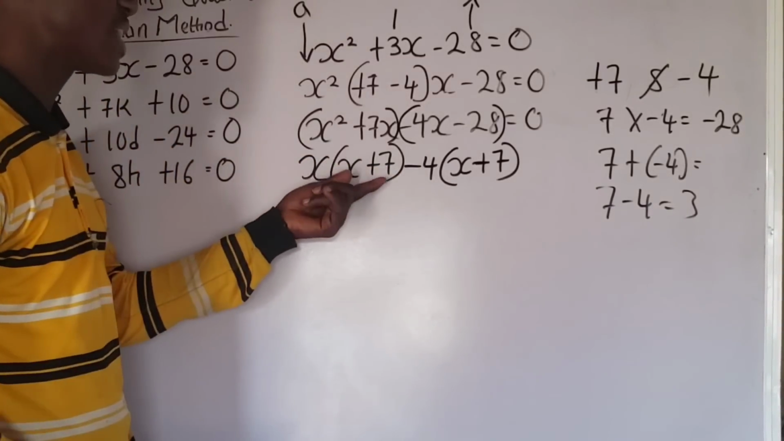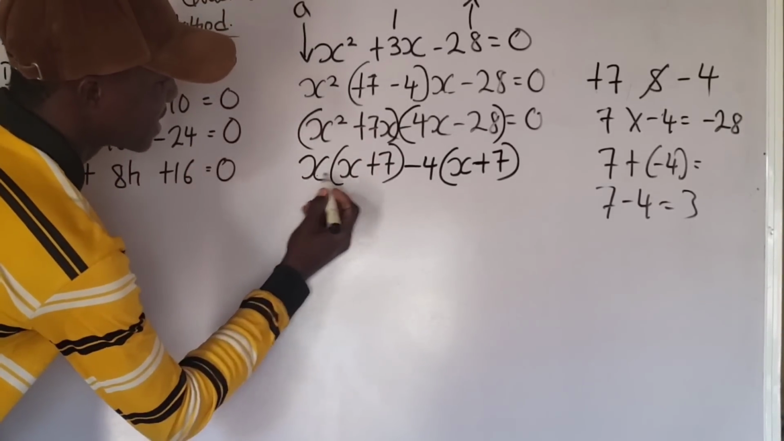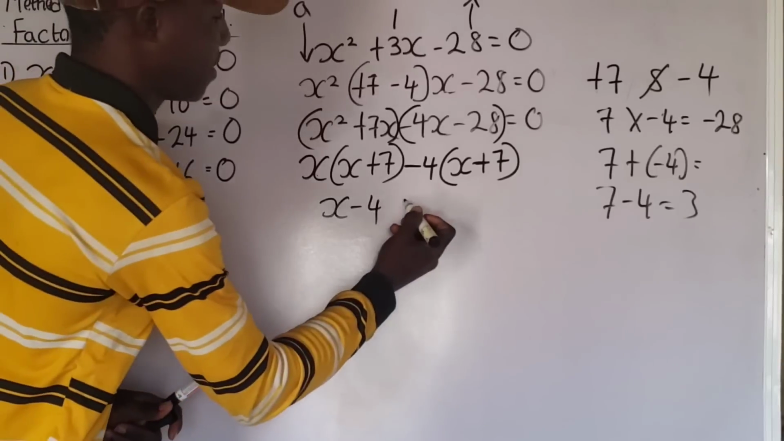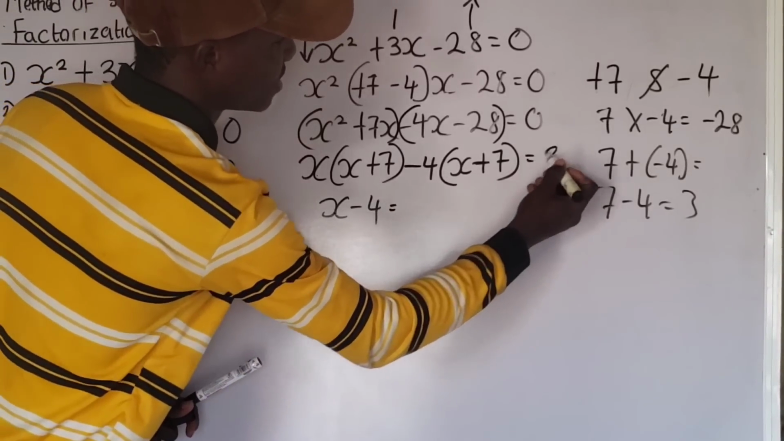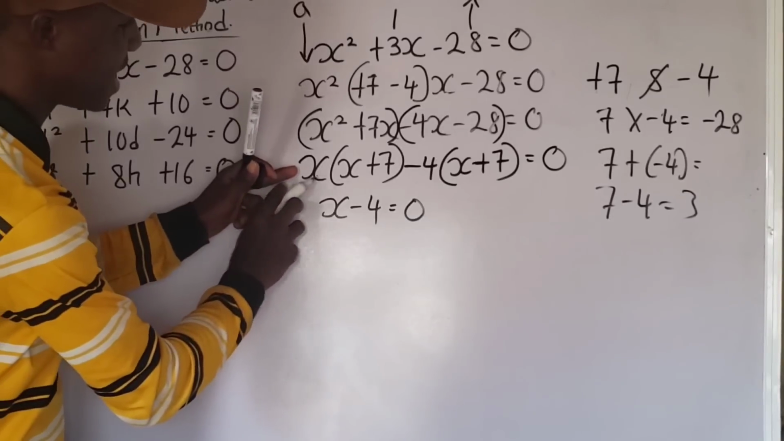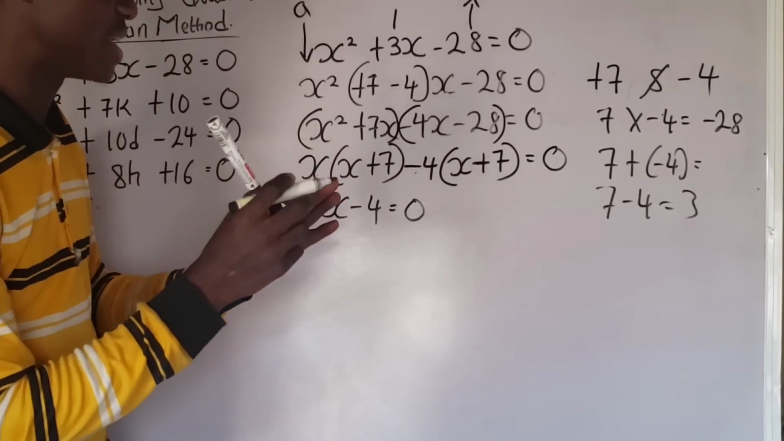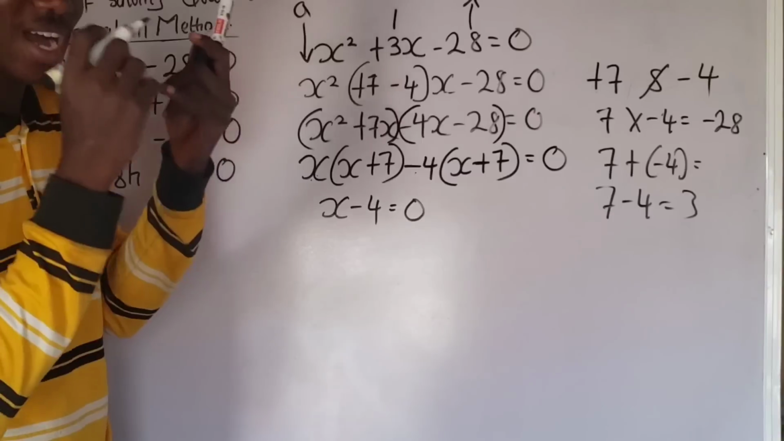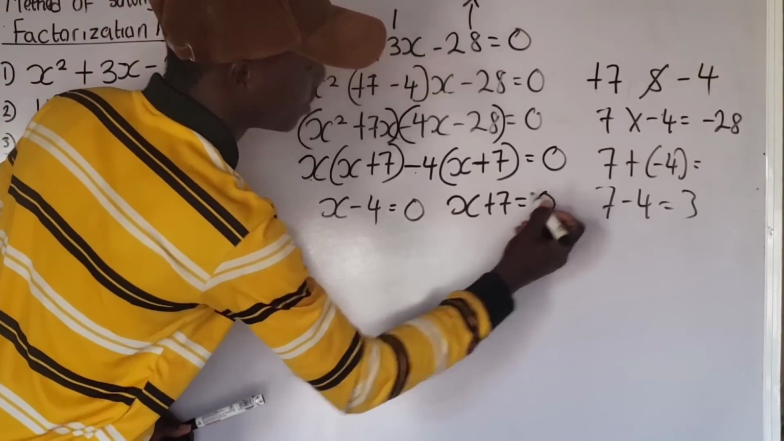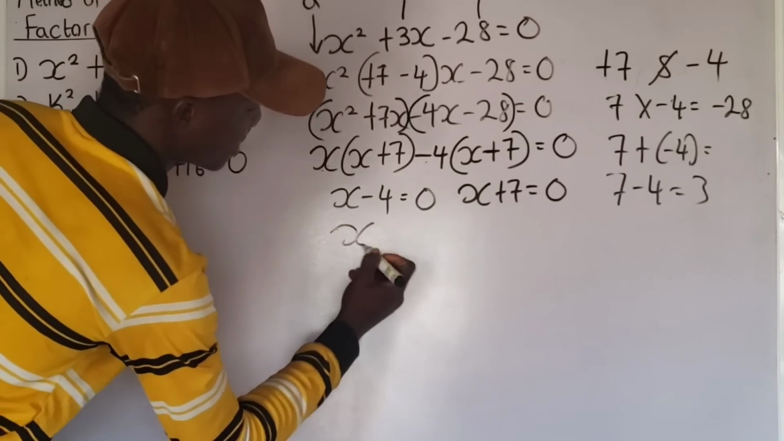The first bracket is this and the second bracket is this. You can see that we have x plus 7 and x plus 7. So I'm going to choose one. Here I'm going to have x minus 4. Now, this is equals to 0. I'm splitting it now, okay? This x minus 4 equals to 0. Then I'm going to choose one of this bracket. You can choose this or this. You're still going to have the same answer. So I'm going to have x plus 7 is also equals to 0. Since I'm looking for the value of x, I'm going to have x equals to what?